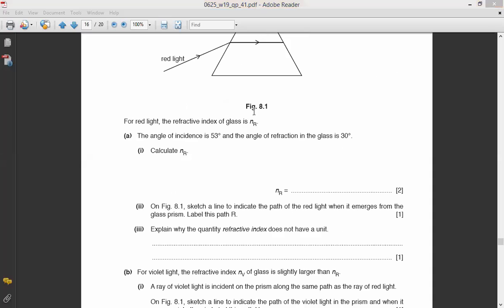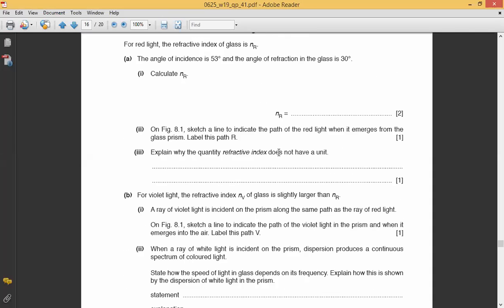Now, the next question says, explain why refractive index does not have a unit. Explain why refractive index does not have a unit. Is there any reason? Anyone? I think it's probably because we're dealing with angles.